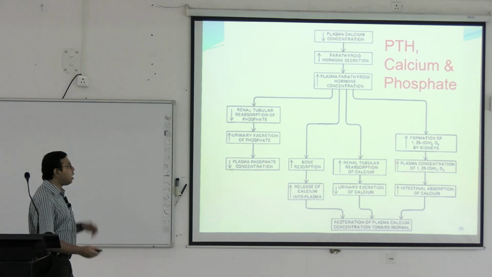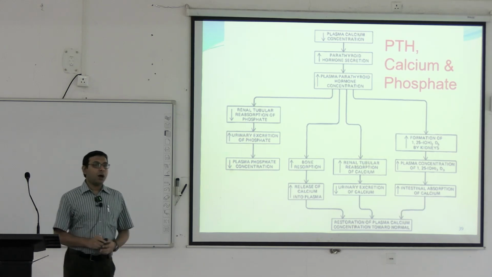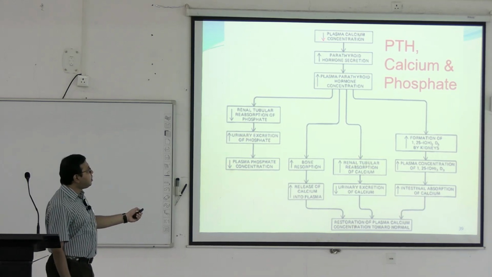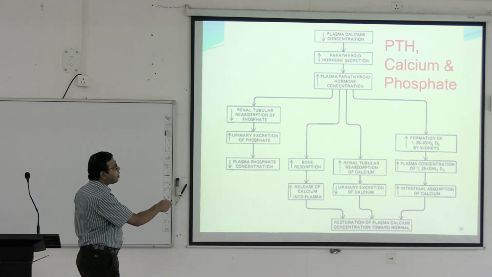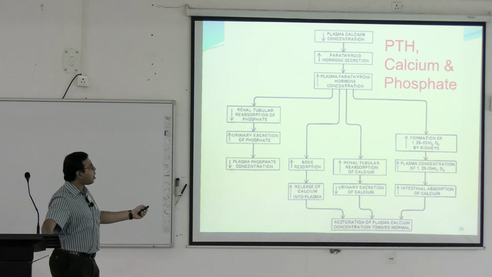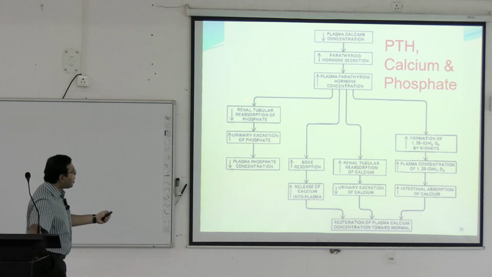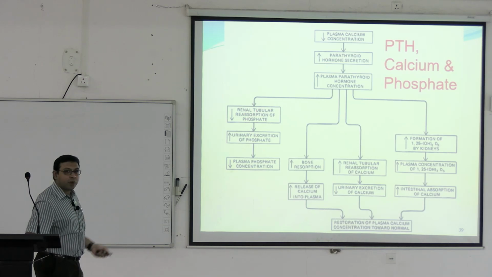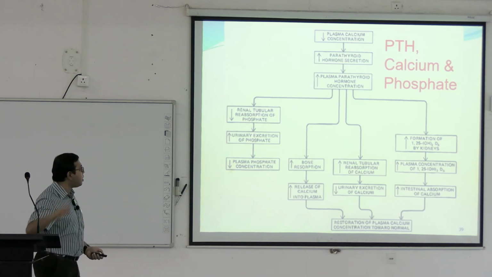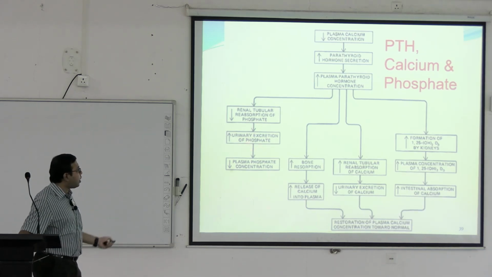The same thing is needed, because this is the most important part of calcium parathyroid homeostasis. When there is decreased plasma calcium concentration, there will be increased parathyroid hormone secretion. That leads to increased plasma parathyroid hormone concentration. On the one hand, it causes decreased renal tubular reabsorption of phosphate, because phosphate is more excreted, causing increased urinary excretion of phosphate and decreased plasma phosphate concentration.